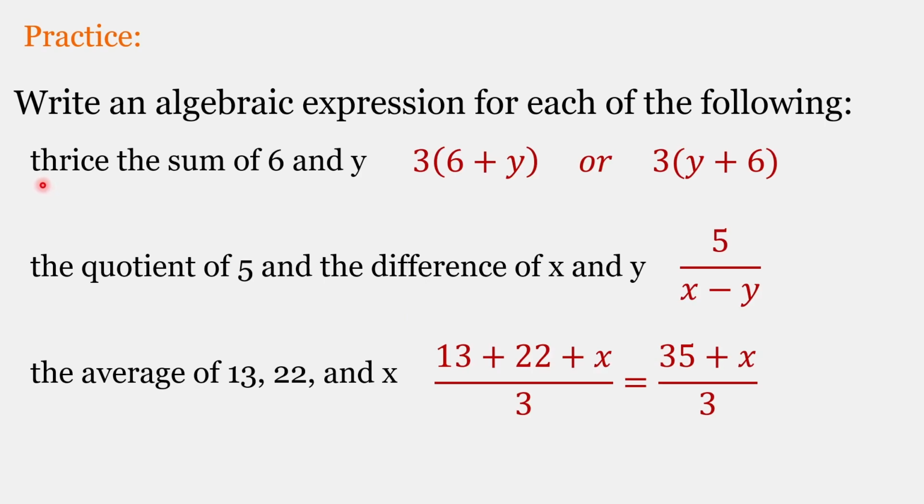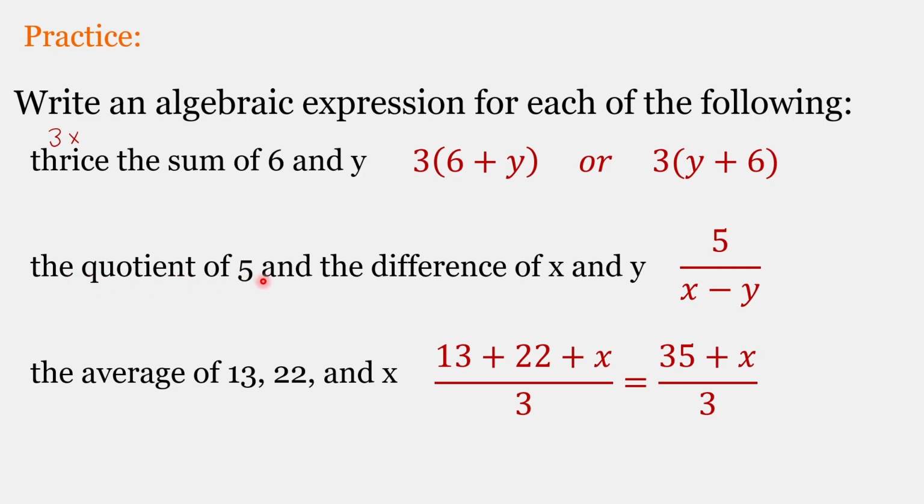In the first problem, we have thrice the sum of 6 and y. Thrice is 3 times something. So we have 3 times the sum of 6 and y. Sum is addition. So that's 6 plus y. That leaves us with 3 times the quantity, 6 plus y. This is how it's written, thrice the sum of 6 and y. But it's common to put the variable first. So you could also write this as 3 times the quantity y plus 6.